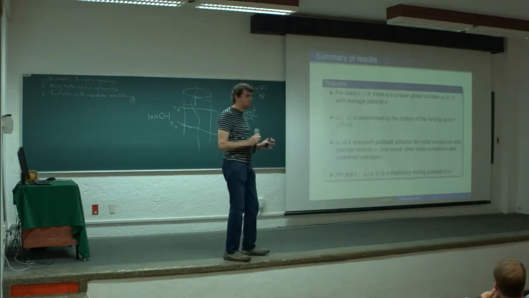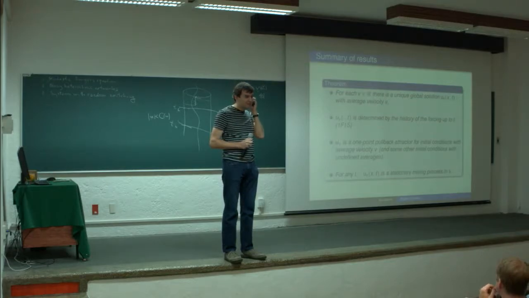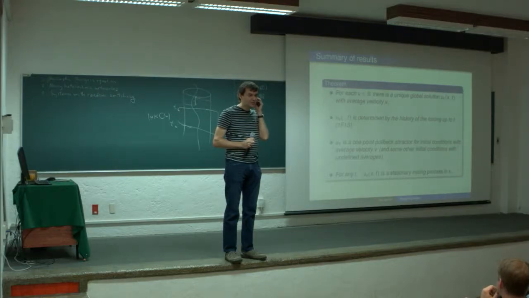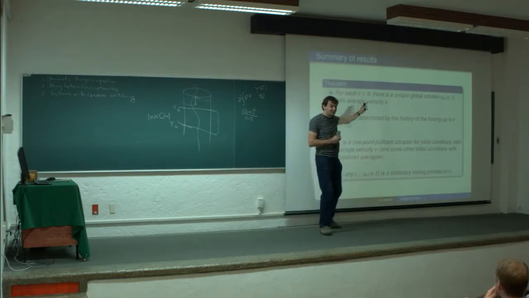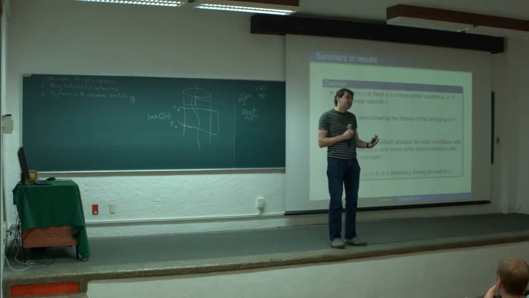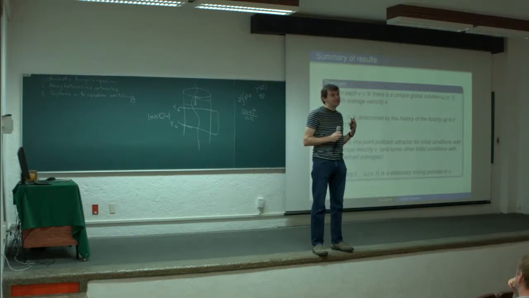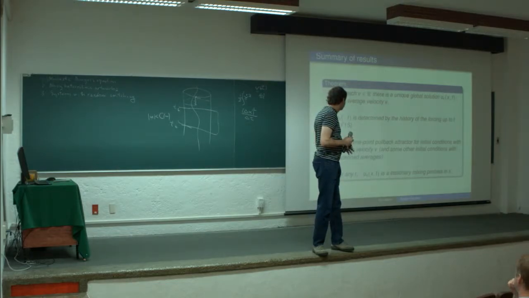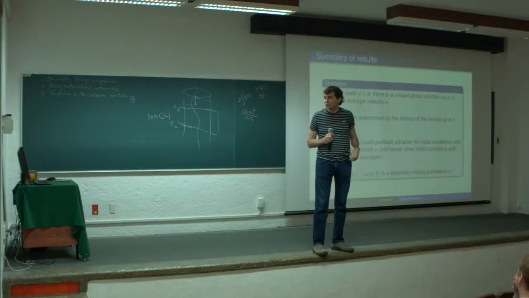Okay, summary of results. It turns out that the results are precisely more or less the same as in the compact setting. It's just the techniques that we have to use are much harder. So essentially, the situation is the same. For each average value of velocity, there is a global solution with that average value. That global solution can be obtained via a one force, one solution principle. That is, it's uniquely defined by the history of the forcing.